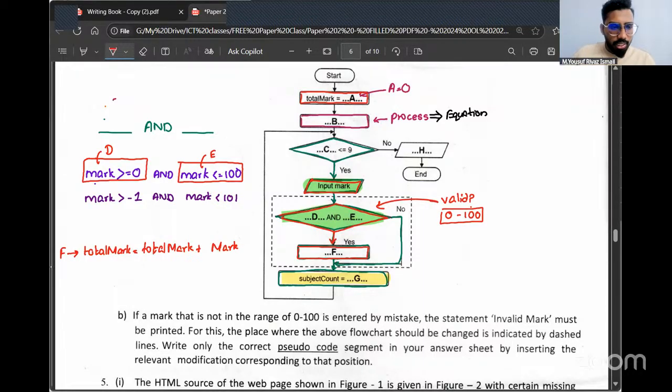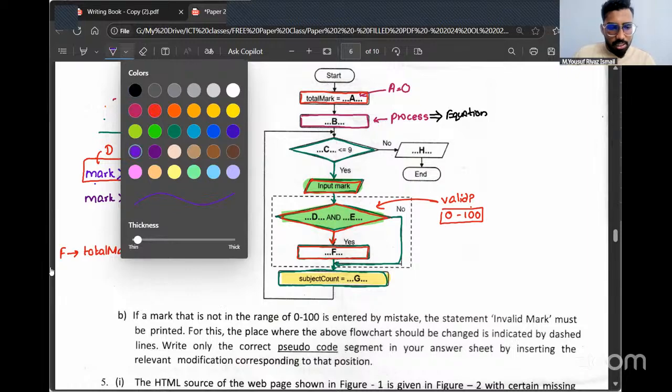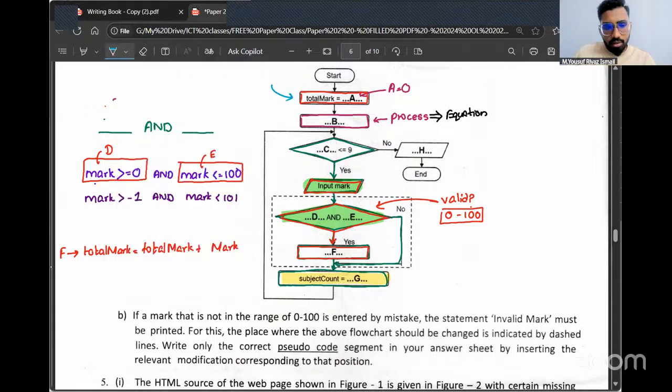What I mean by that is, in the instruction at the top, we said the value of total mark is 0. Now, in the label F, I want to add the marks entered now. So I'm saying that the new value of total mark is going to be equal to the current value of total mark plus the mark entered.